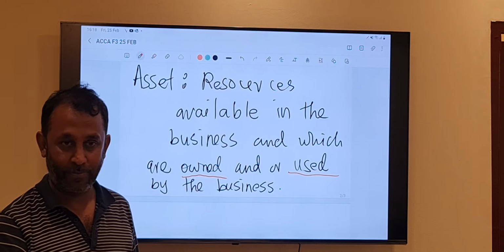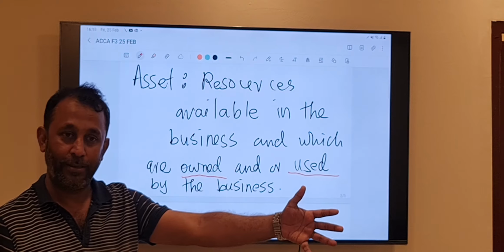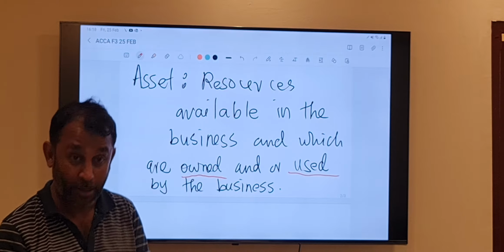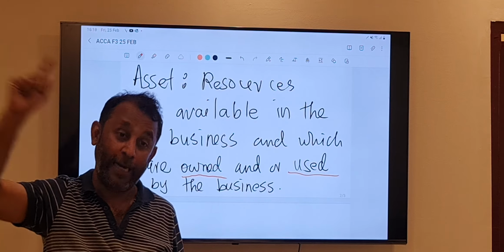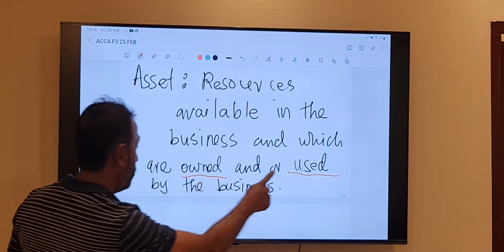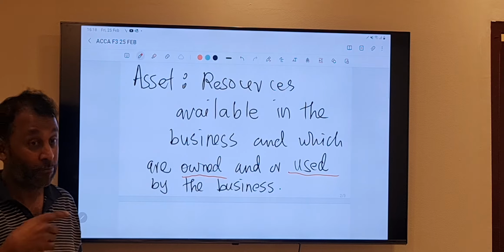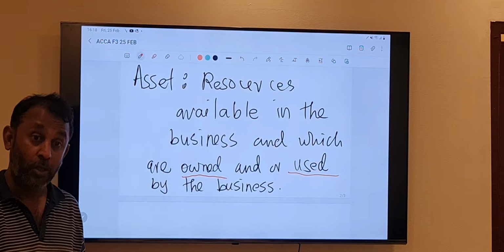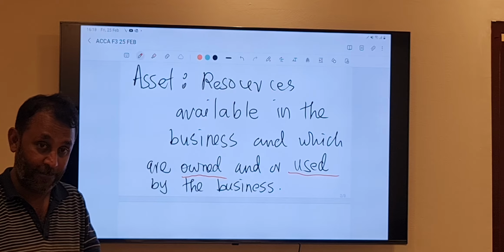Most of the time we will be the owners. This table, that cupboard, the owner of this premises, he bought. So he is the owner. So this is an asset for him. Why? He is owning it. But I also used another word here: "or used." Sometimes you may not be the owner, but you are using it. When I say you, I mean the business.